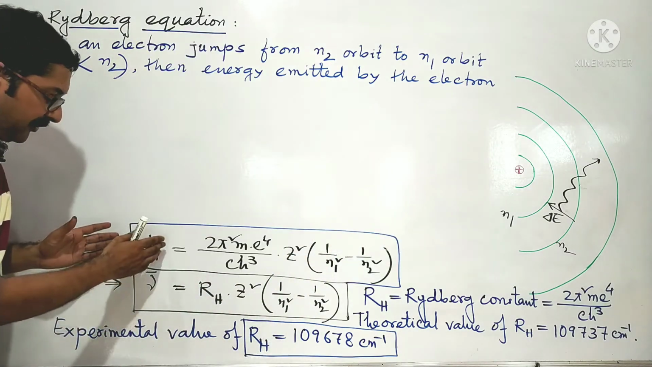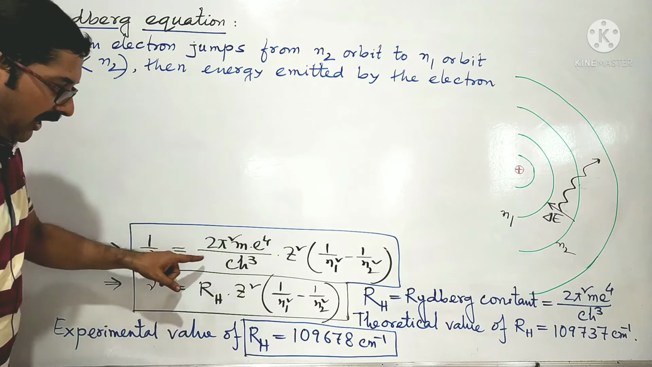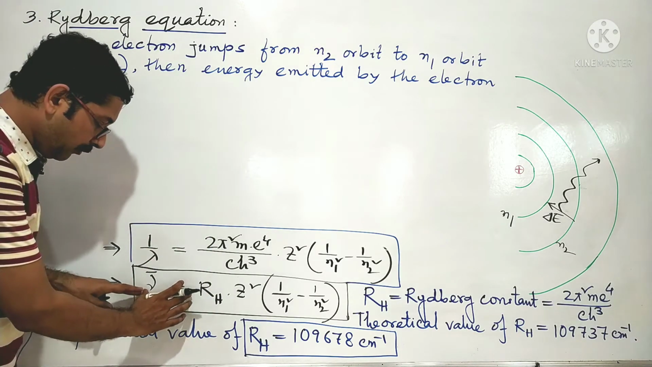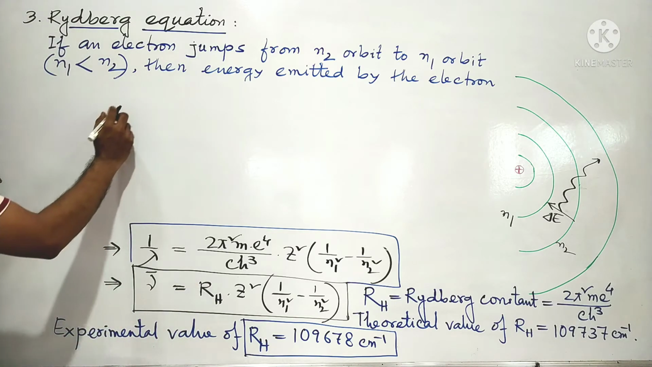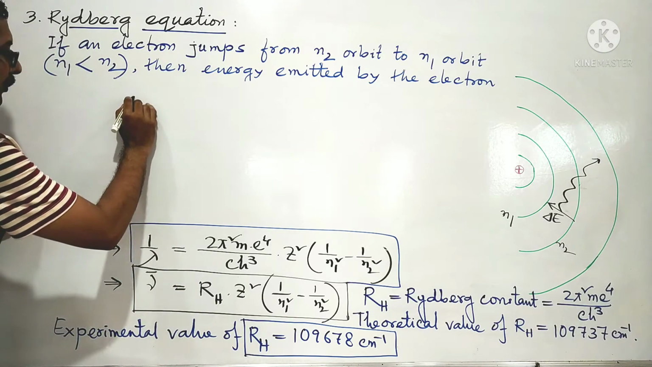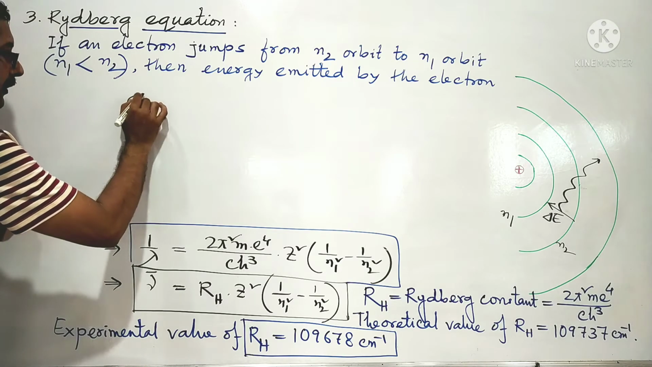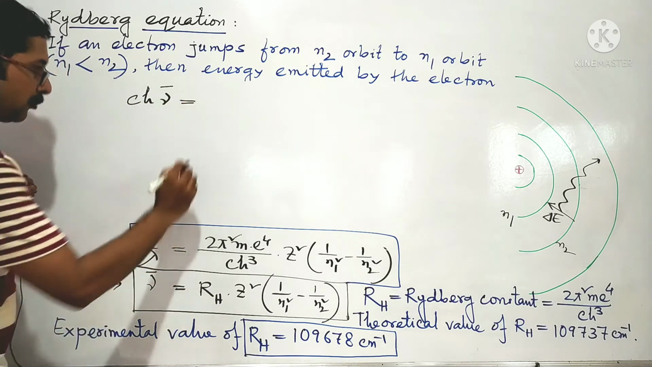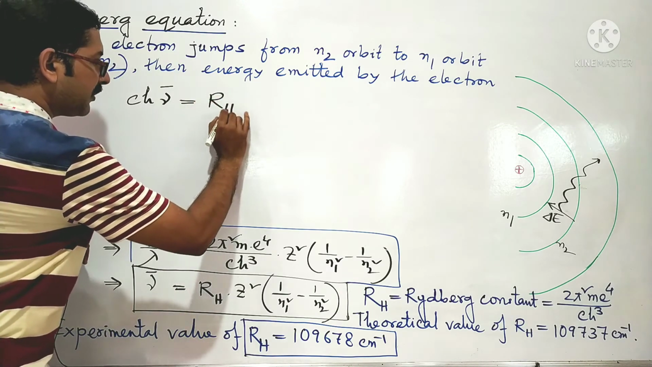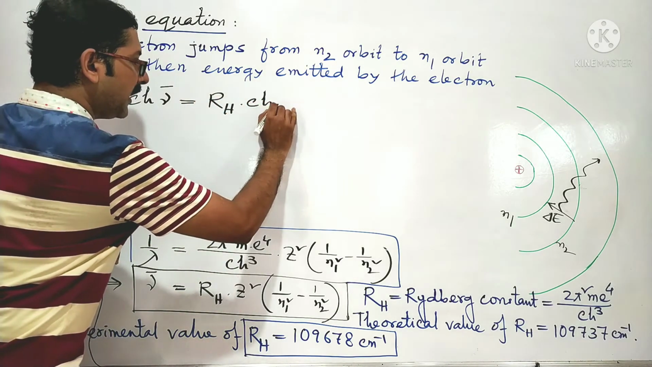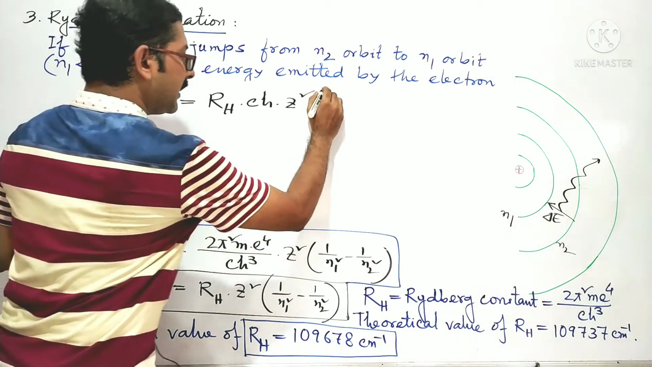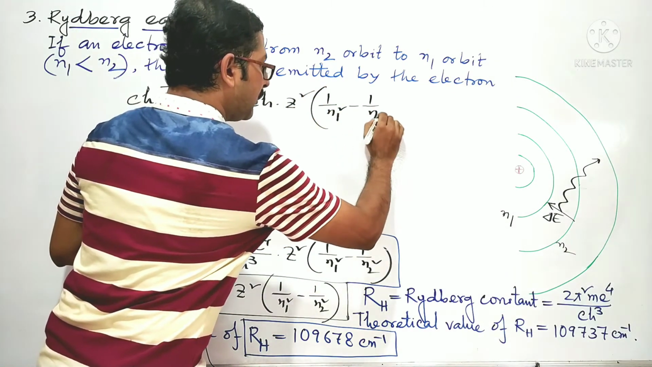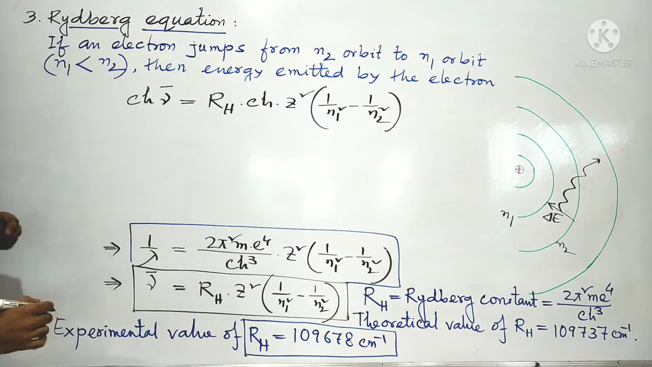If we multiply CH on both sides in either of these two equations, what will happen? I am multiplying both sides of this equation by C into H. C into H into nu bar equals RH into C into H into Z square into 1 by N1 square minus 1 by N2 square, right?